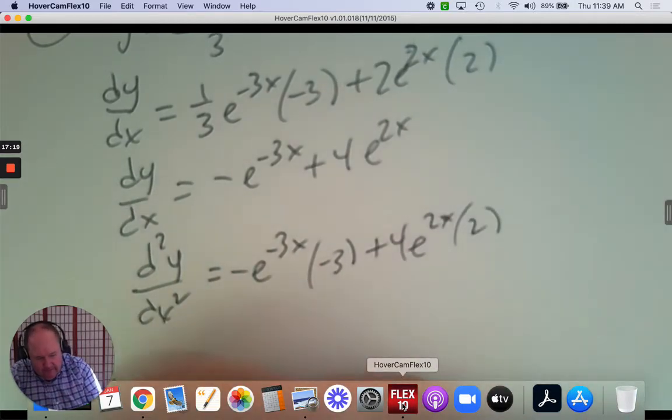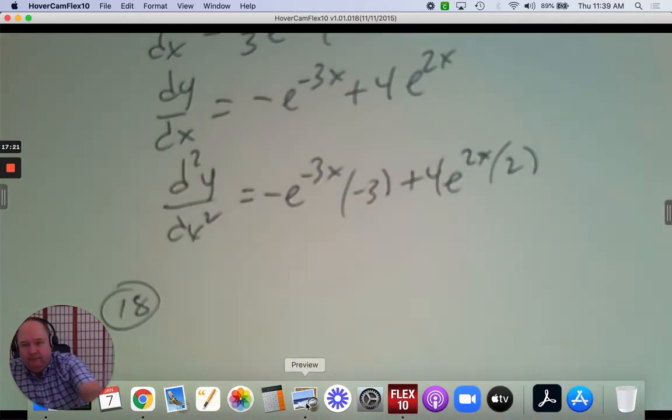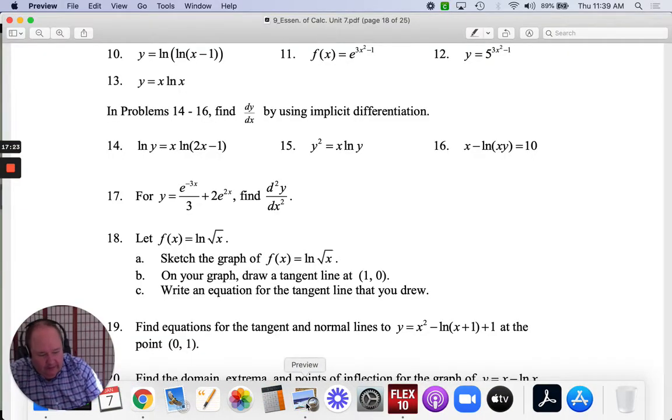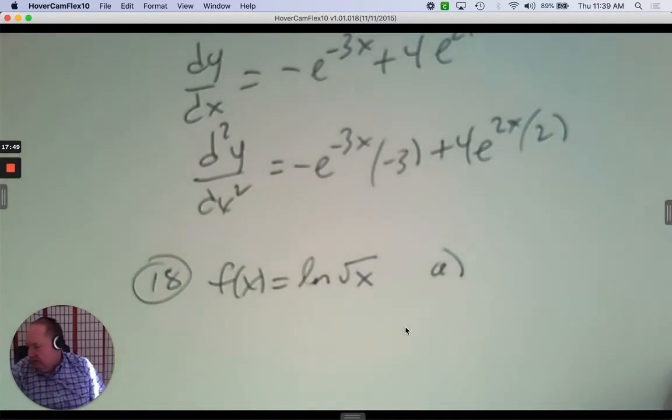Number 18. It says let f of x equals ln root x, and sketch the graph of ln root x. On your graph, draw a tangent line at (1, 0). So we're going to sketch it, and then we're going to figure out (1, 0), and then write an equation for the tangent line that you drew. So first of all, the sketch. What's the sketch going to look like?